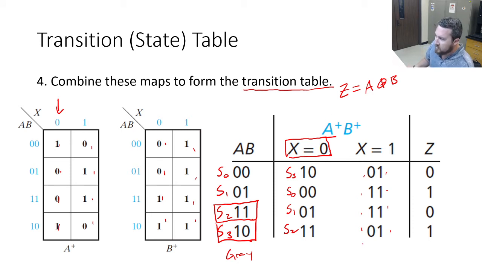Now let's take a look over here at x1. So if we're at state 0 and we get a 1, that means we're going to go to state 1. If we're at state 1 and we get a 1, that means we're going to go to state 2. If we're at state 2 and we get a 1, well, we're going to stay at state 2, actually. And then if we're at state 3 and we get a 1, we're going to go to state 1.